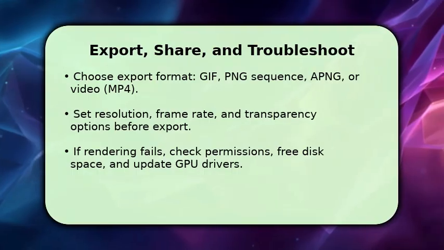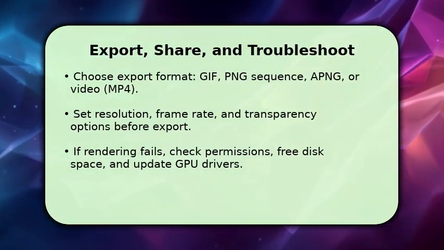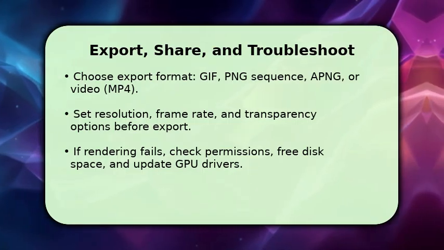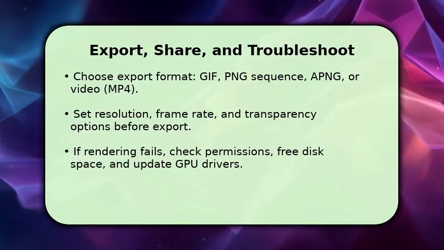Choose GIF, PNG sequence, APNG, or MP4, then set resolution and frame rate. Include transparency if you need overlays. Once exported, use the built-in share menu to send to Messages, Slack, or save to disk.